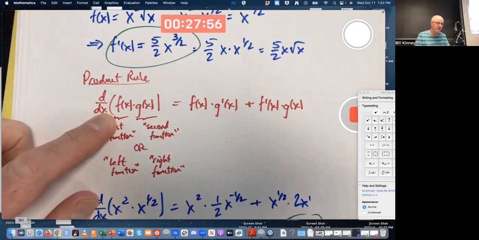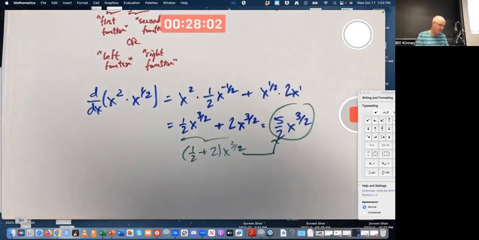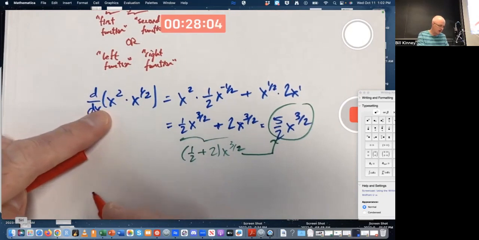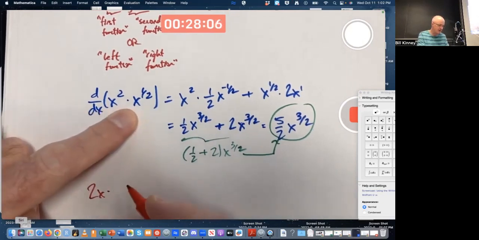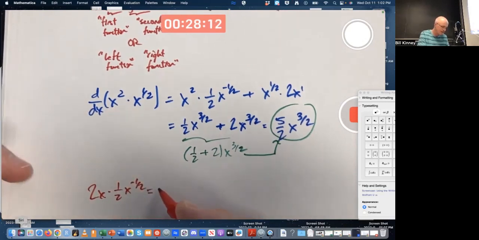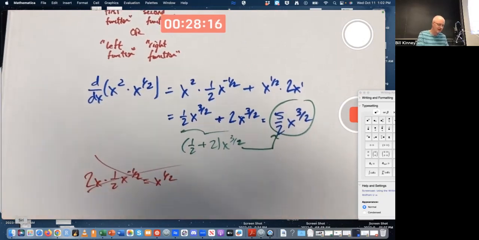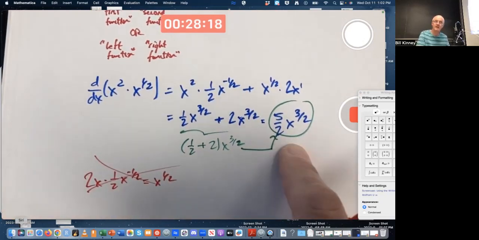Maybe it should be f prime of x times g prime of x. But if you try that here, it doesn't work. If you try just taking the derivative of x squared, 2x, and multiplying it times the derivative of x to the 1/2, which is 1/2 x to the negative 1/2, you don't get the same answer. This simplifies to x to the 1/2, which is wrong, right? It doesn't equal that. We know that one works because of the power rule.